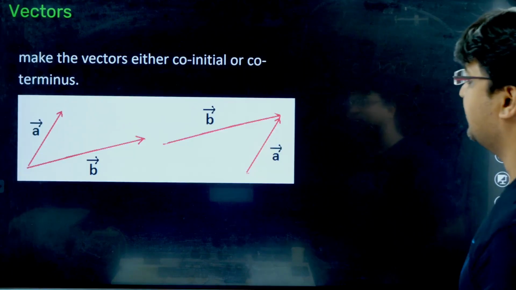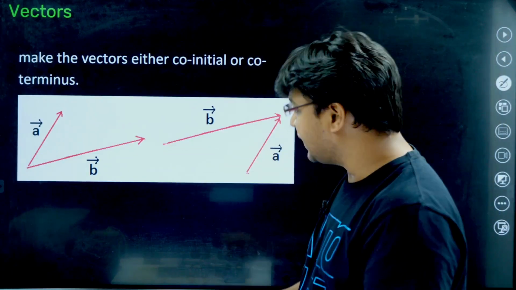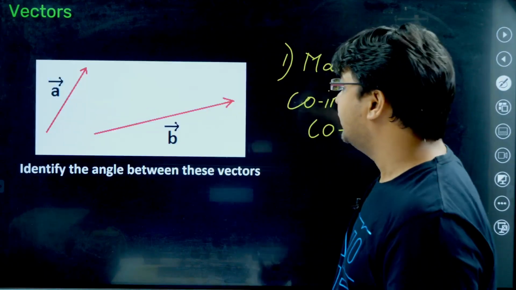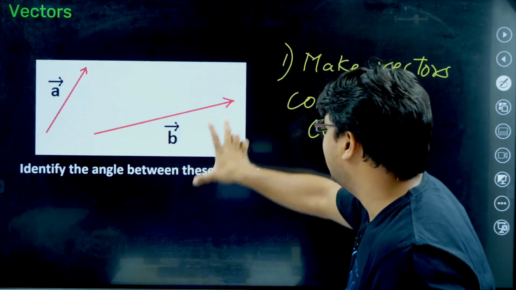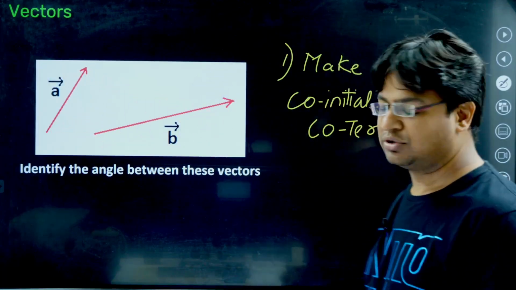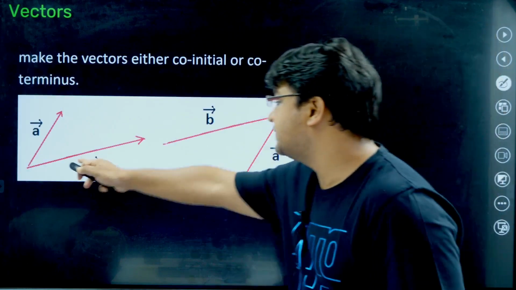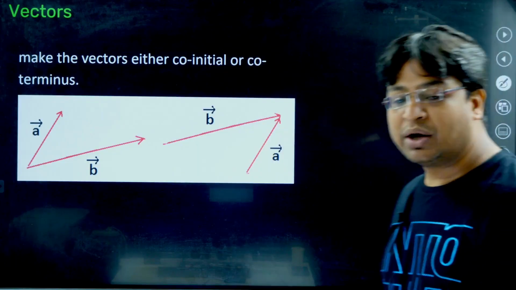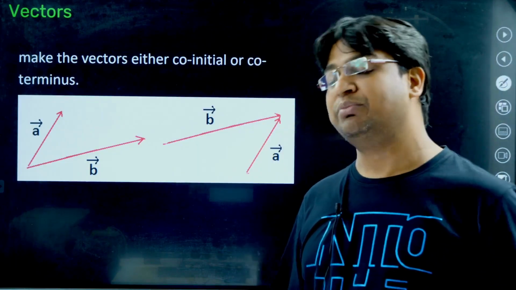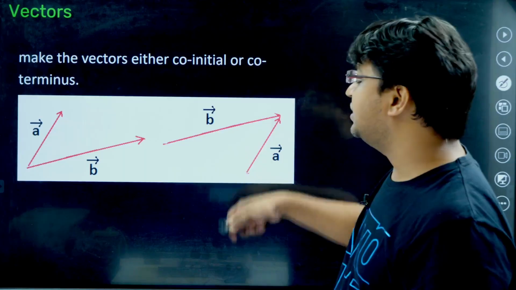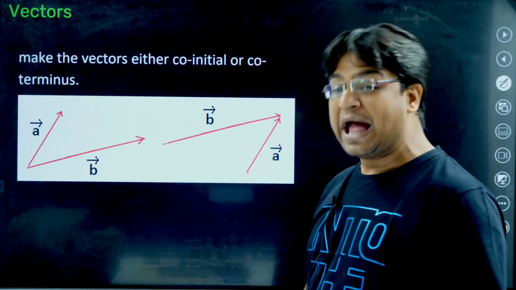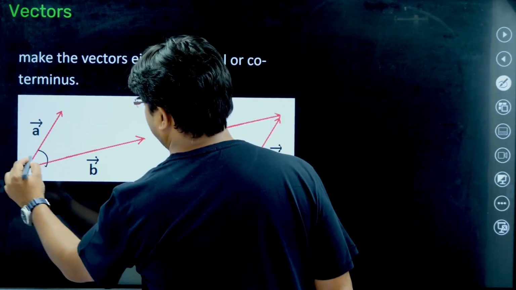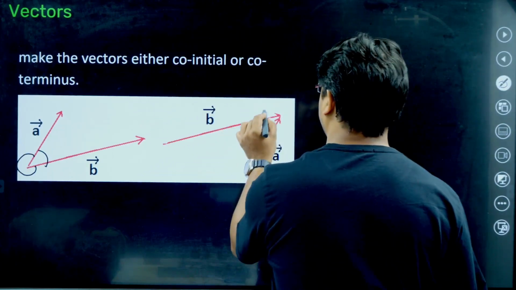Here we have shifted vector A to make it co-initial with B. We could have shifted vector A like this, and we could have made it co-terminus with B also. So this figure demonstrates the co-initial case, and this demonstrates the co-terminus case. You are not required to make both figures. Any one will do. Once you have made this figure, you will now witness angles in both figures. Here I witness a smaller angle and a larger angle. Here also I witness a smaller angle and a larger angle.